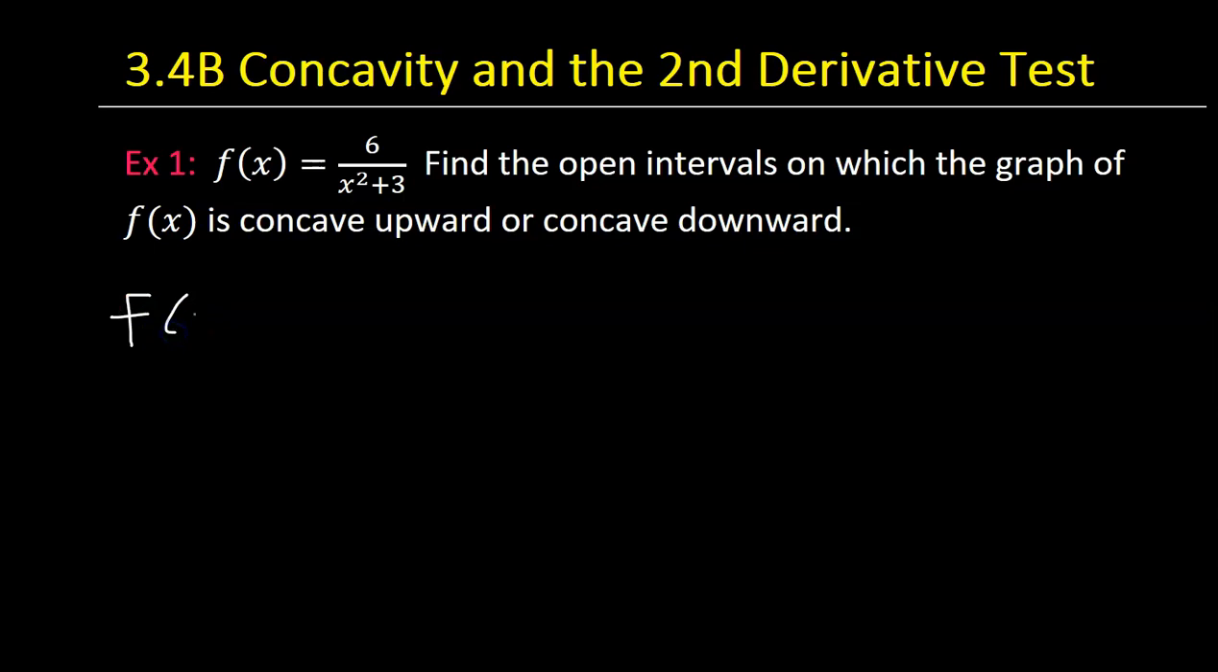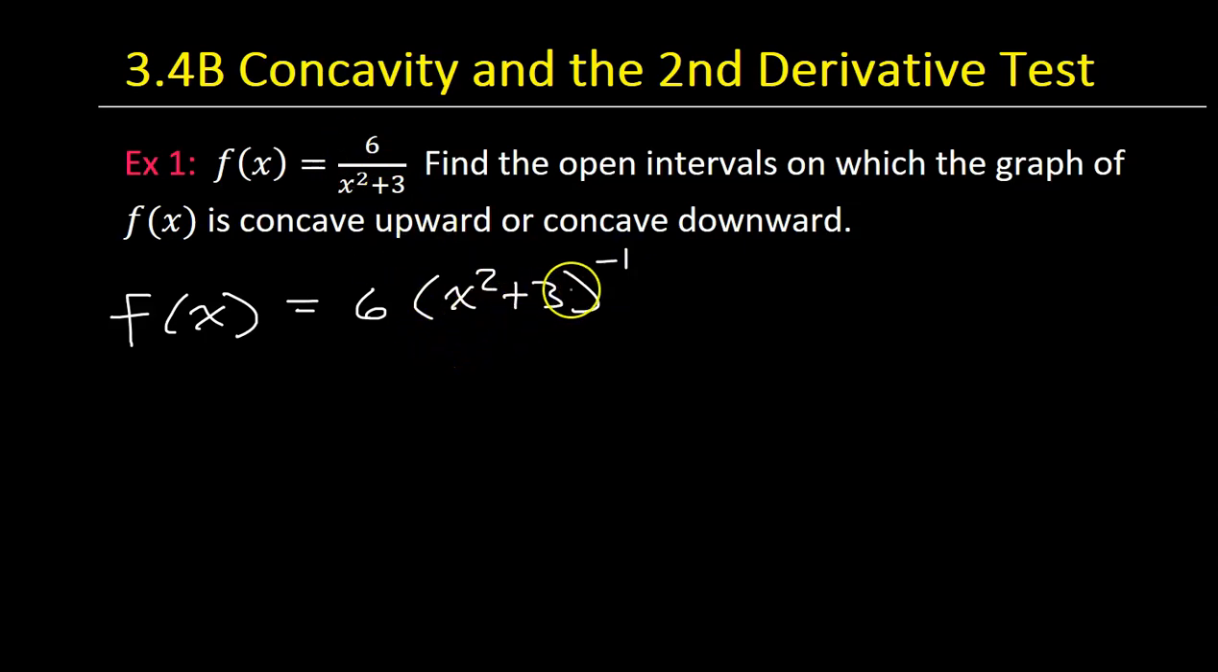I try to avoid the quotient rule whenever I can. So I can easily rewrite this function as 6 times x squared plus 3 to the negative 1 power. Hopefully you can see that these would be equivalent.